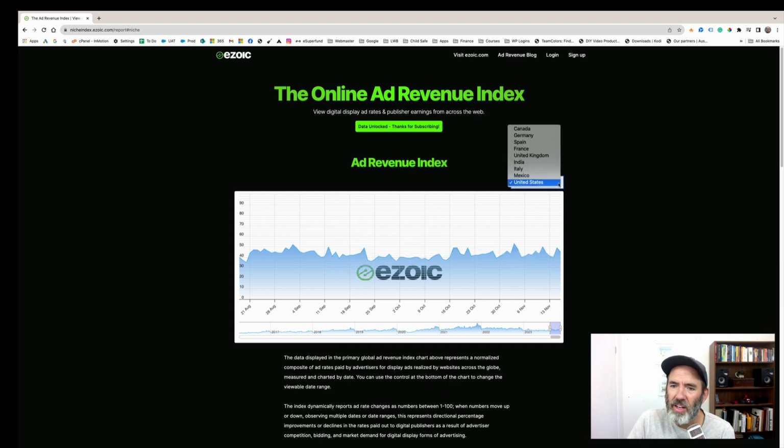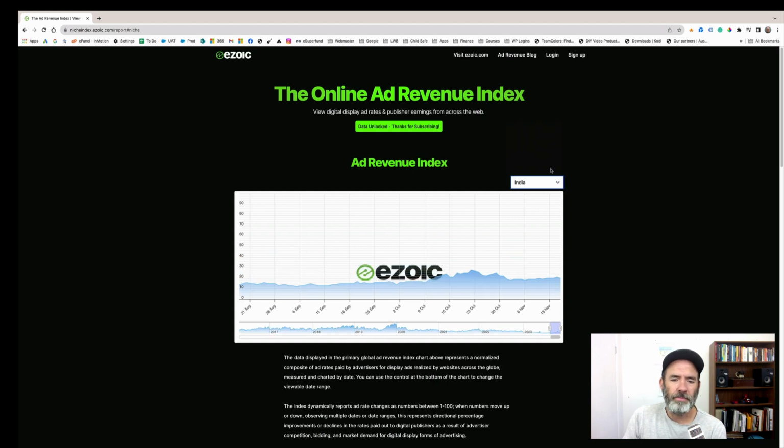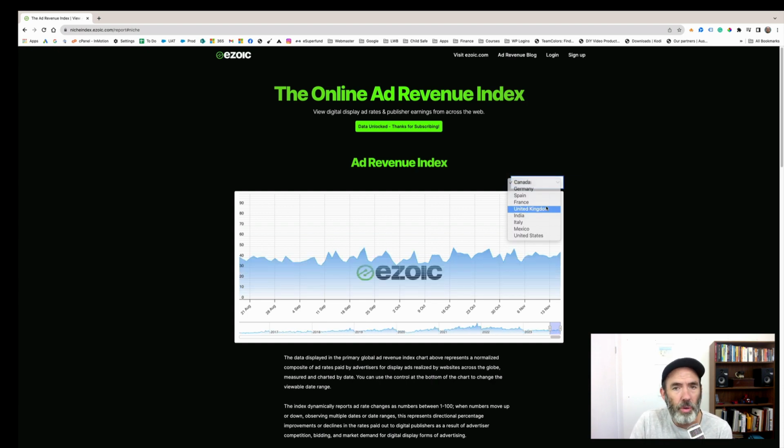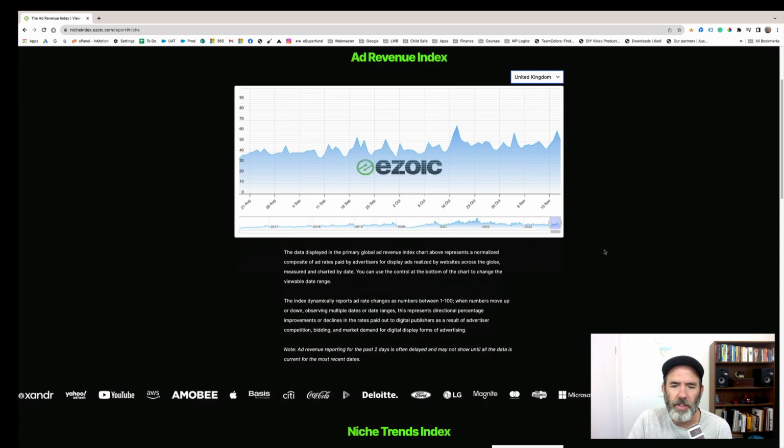But if I compare the United States to India, for example, we can see that India is quite a lot lower across the board. It is slowly growing over time, but overall, the Indian index is a lot lower than the US index, and we see the same trend perpetuate if we look at something like Canada or some of those other European countries. So that's a really interesting insight into how things vary between countries.